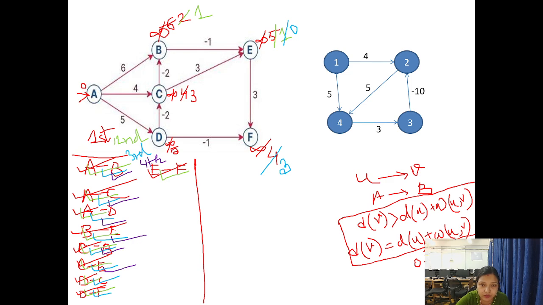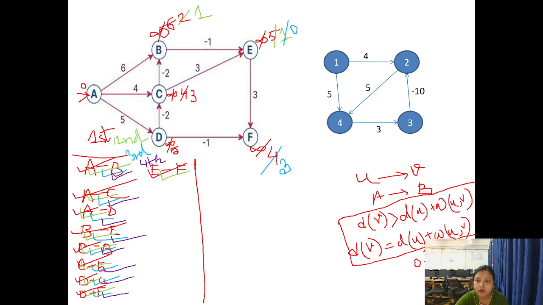The distance of D is 5 and the distance of C is 3, and the associated path cost is minus 2. So 5 plus minus 2 is 3 and it is already 3. So no need to update. We are done with D to C and next is D to F. The distance of F is 3 and the distance of D is 5 and the associated path cost is -1. So 5 plus -1 is 4. So 3 is already smaller than 4. So no need to update D to F.